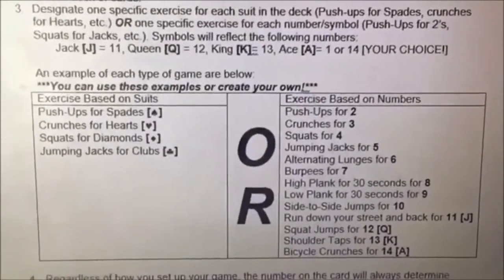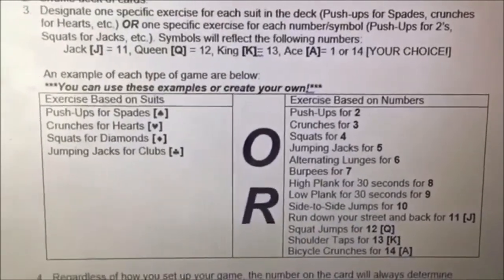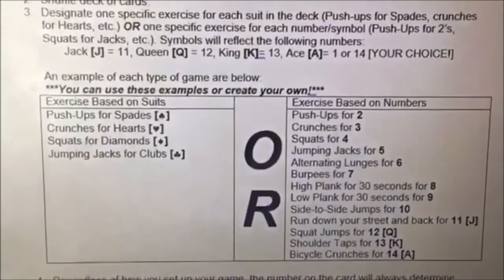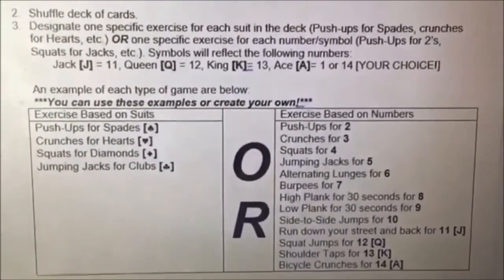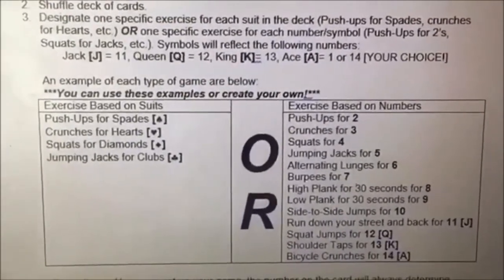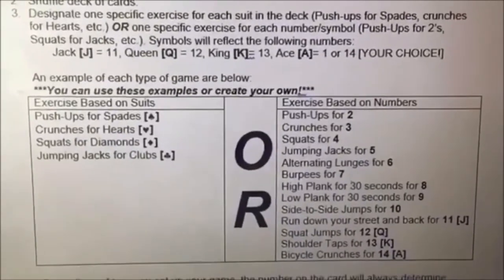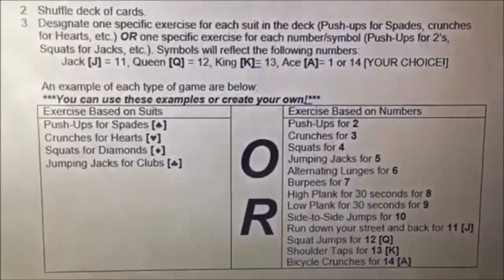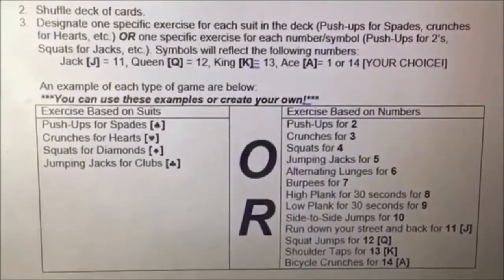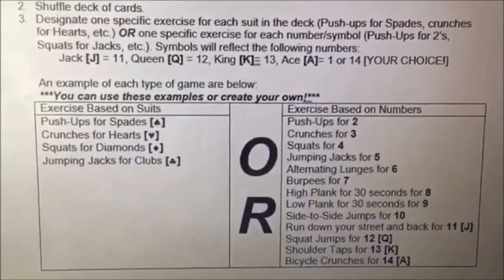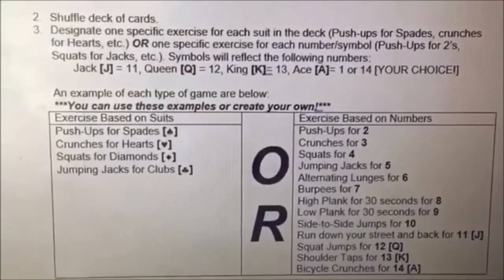If you go with the list on the right, the exercise-based numbers, then you're going to be choosing 13 different exercises, and you'll perform them 4 times every time you draw that number. And you will perform each exercise based off of the number that you've drawn, unless you decide, like for example I have down here 8 and 9, do a high plank for 30 seconds or do a low plank for 30 seconds. So you can adjust the number of reps or time per card. It's just a different way to do it.